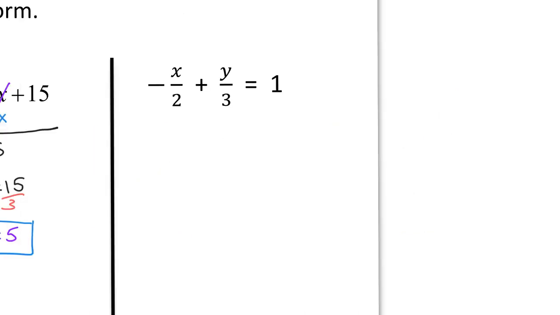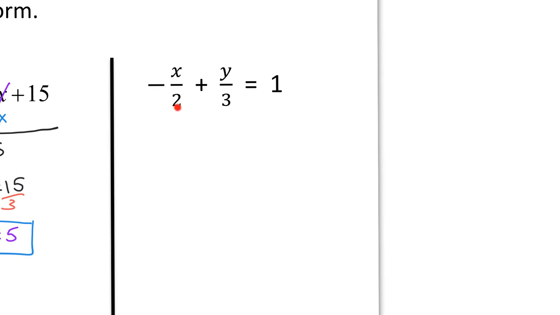Now the next one has fractions, and the x is negative. So first of all, we have to get rid of the fractions. If you have fractions in an equation, one way to get rid of them is to multiply by the lowest denominator, or the lowest common denominator. I'm saying the lowest common denominator because the denominators are not the same. If the denominators are all the same, you just multiply by that same denominator.